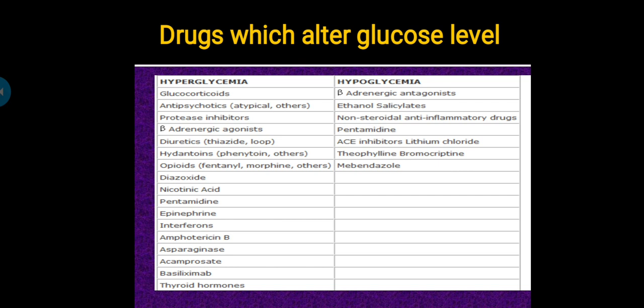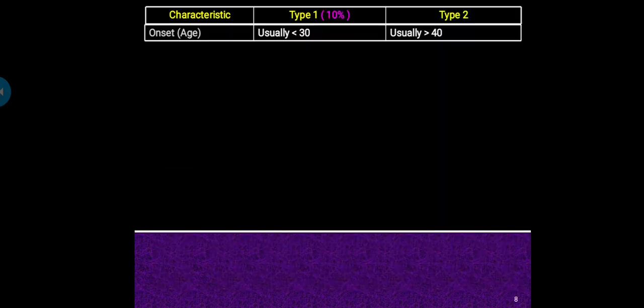Beta adrenergic agonists, diuretics. You know very well that thiazide and loop diuretics can cause this metabolic abnormality including hyperglycemia. Other less common examples are diazoxide, nicotinic acid, interferons, thyroid hormones. So most importantly, we have to know glucocorticoids, atypical antipsychotics, diuretics, and protease inhibitors. Hypoglycemia can be caused by different drugs like theophylline, ethanol, salicylate, beta blockers, etc., and also NSAIDs.